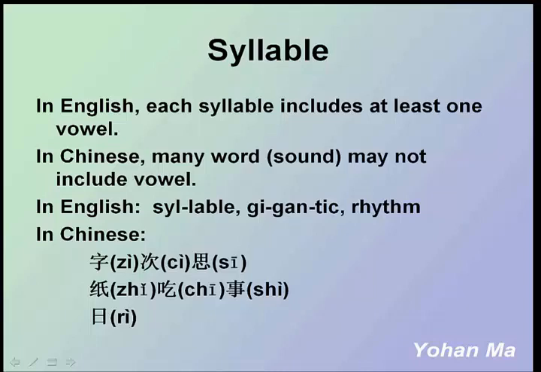Let's start from the first one. Zi, that's word, letters, word. Ci, that means next. Si, that means think.